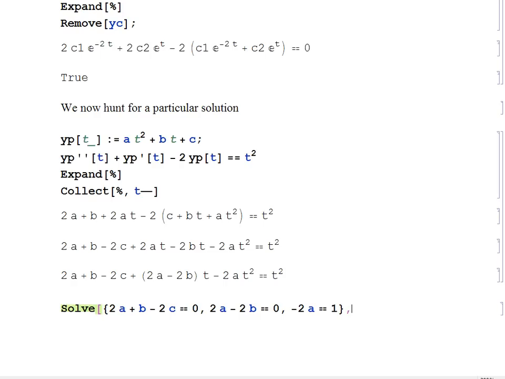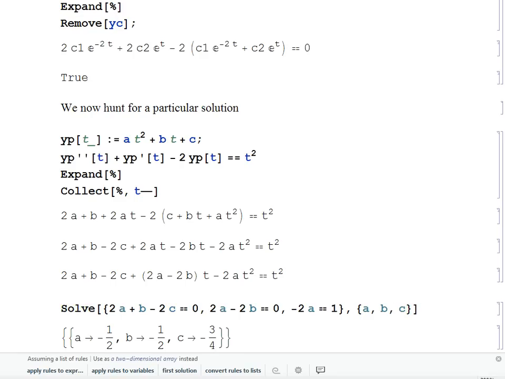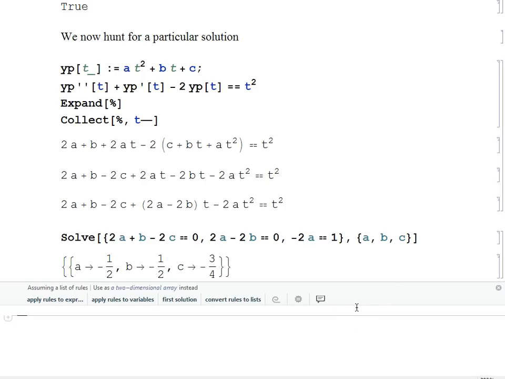So I put those and I say, all right, please solve for a, comma b, comma c. Let's see what it gives me. Aha! It says there is a solution. There is something of this form right here, as long as a is minus a half, b is minus a half, and c is minus 3/4.